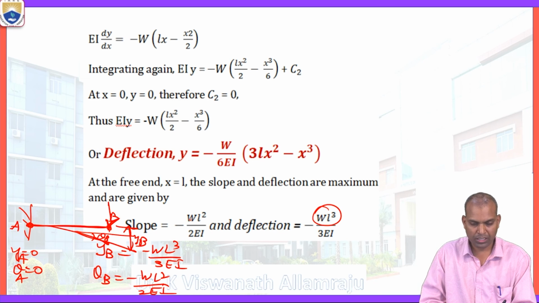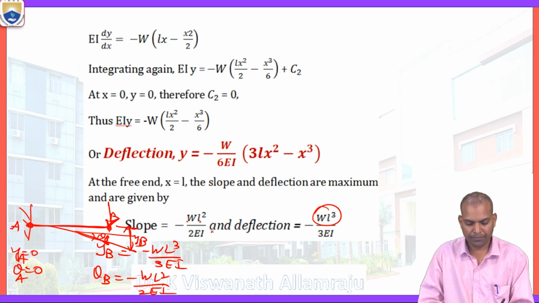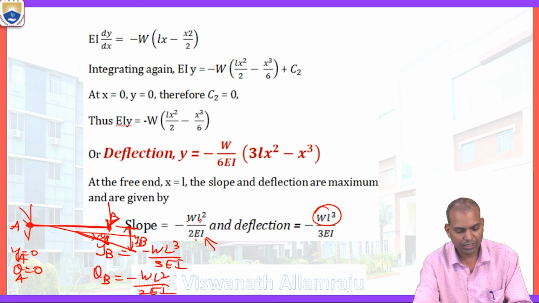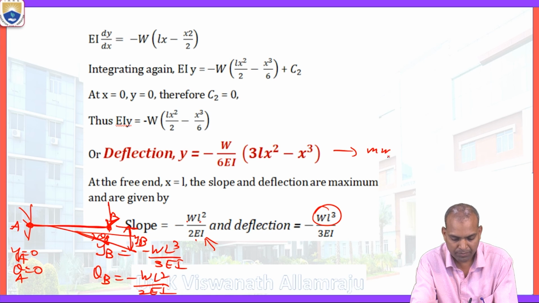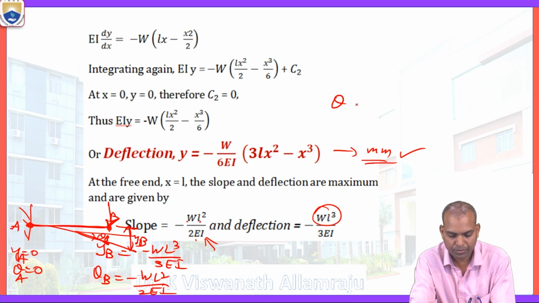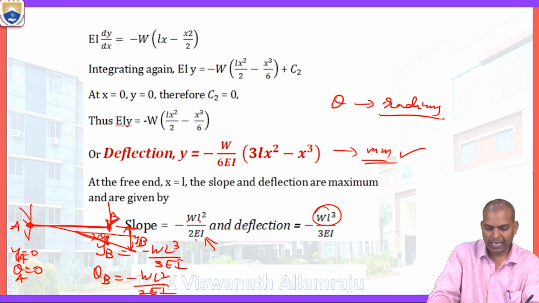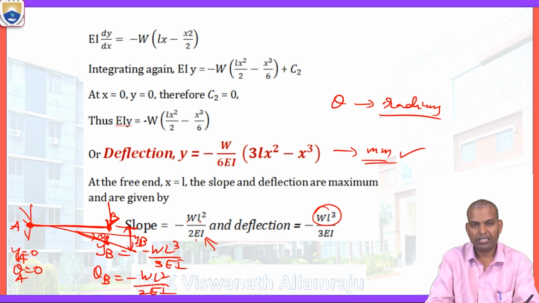Now, where W is the concentrated load, L is the span of the beam, E is the modulus of elasticity in Newton per square millimeter, and the second moment of area is I, that is in millimeter to the power 4. So finally the unit for deflection is millimeters. The unit of slope is radians. Okay. Now this is what we calculated for a cantilever. We have calculated the slope and deflection of a cantilever beam.